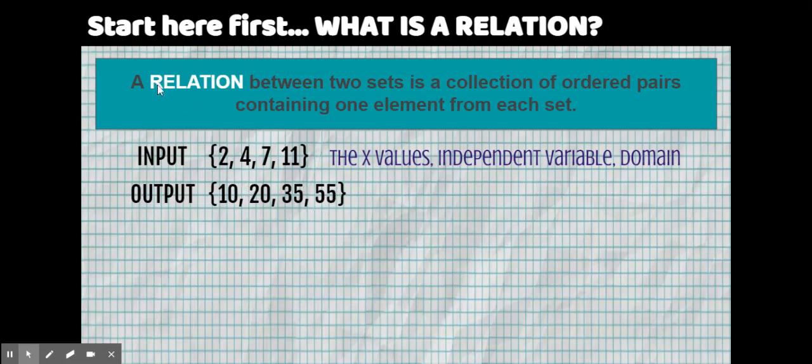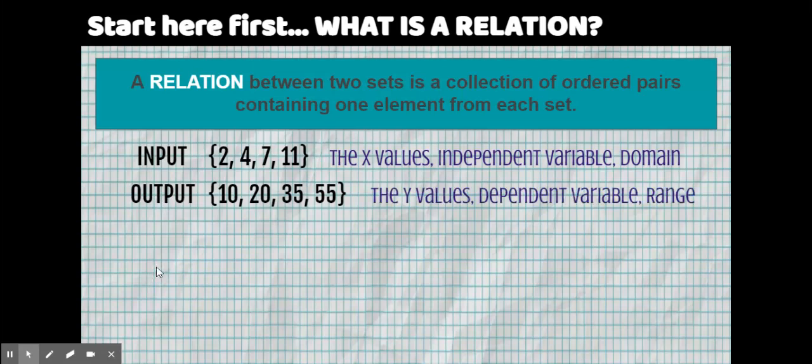And remember, a relation between 2 sets. So here's my input and here's my output. Those are 2 different sets. A relation is the collection of ordered pairs. Well, I haven't made ordered pairs yet. I do have the input and the output listed separately, but how do I relate them together? And that's why we call it a relation. But before we get there, what are some other words that we call output?